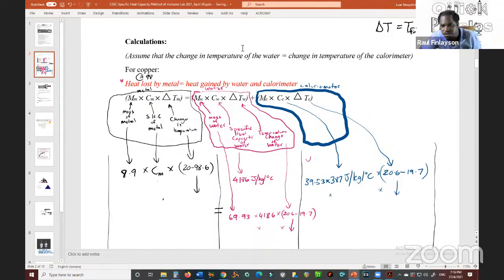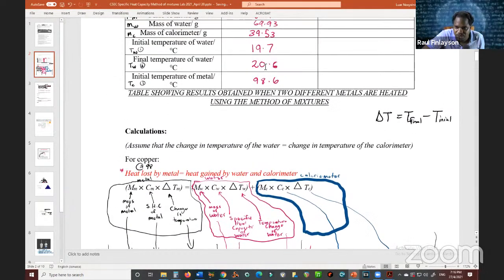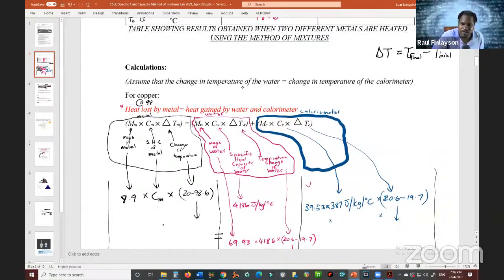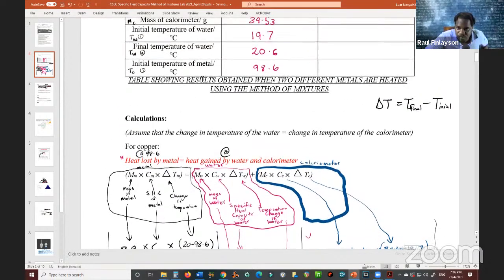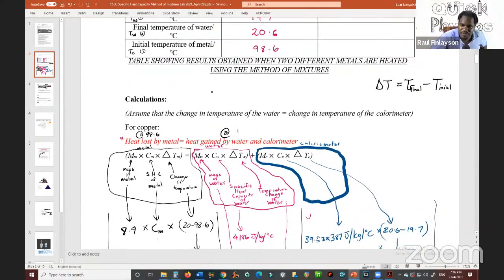This metal came in at about 98 degrees. The data will tell you that anyway, so let's go back to the data. It's actually 98.6 degrees. So the metal came in at 98.6 degrees, and when it entered the calorimeter with the water, some of that heat went towards it. The temperature of the water and the calorimeter before is actually here as 19.7.